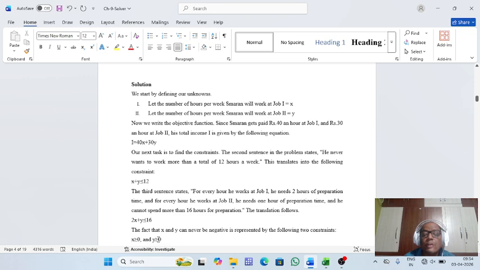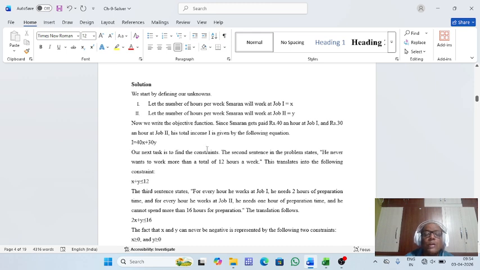The second constraint is that he never wants to work more than a total of 12 hours a week. So in job 1 and job 2 altogether he will be working only 12 hours per week. So X plus Y should be smaller than or equal to 12. This is our objective: I equals 40X plus 30Y is the objective function, whereas the constraint function is X plus Y less than or equal to 12.